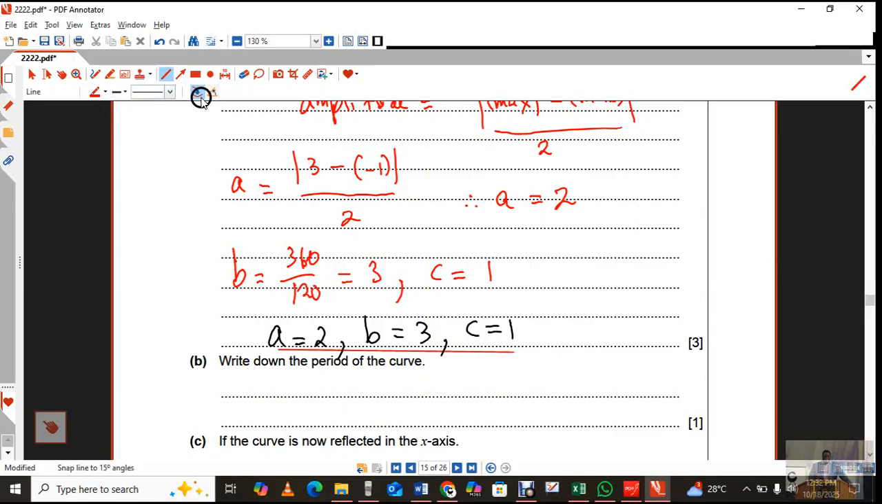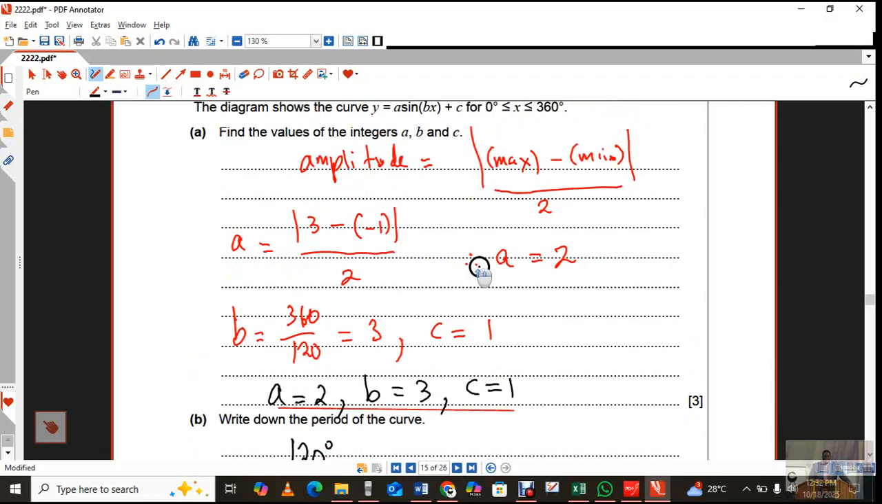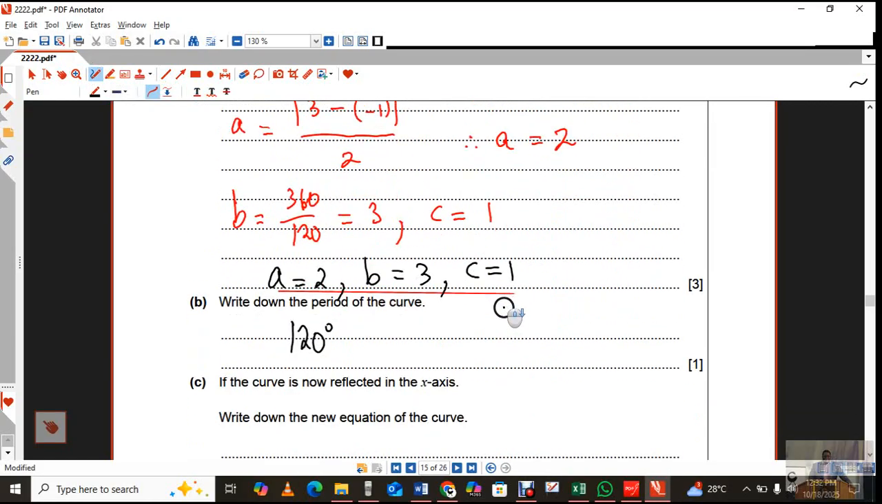Now, I already spoke about the period of the curve. The period of the curve, in this particular case, is 120 degrees. Since it's in degrees, I'll just leave it in degrees, but you can go ahead and give that in radian mode if you wish to do so.